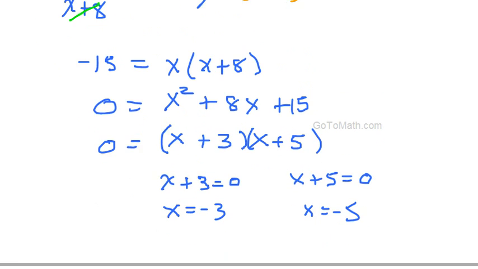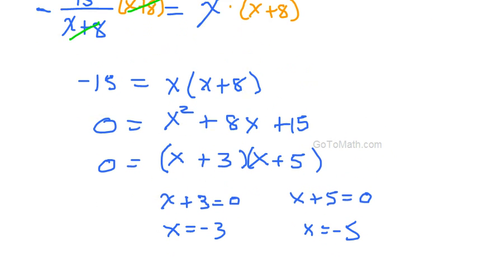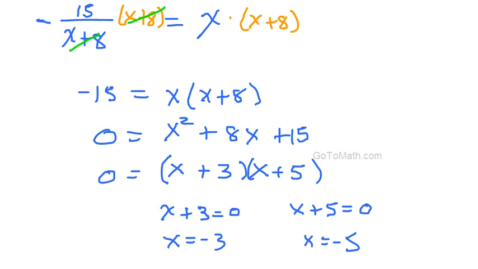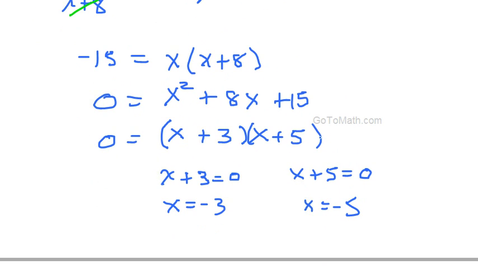Wait a minute. Maybe we'll use them both. It's kind of odd. Well, negative 3. I did do this right. I didn't write anything down wrong. Right. 8x. See, x squared, 8x, 15. 3 times 5 is 15. When we add them, we get 8. Yeah, that's got to be our two possible solutions.